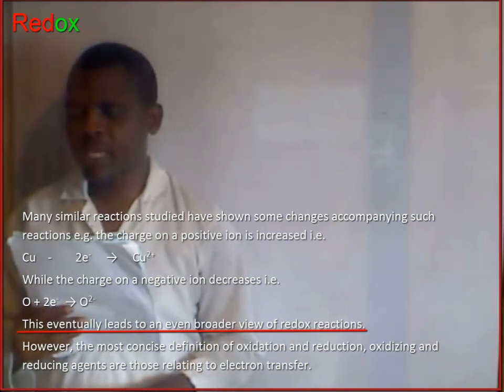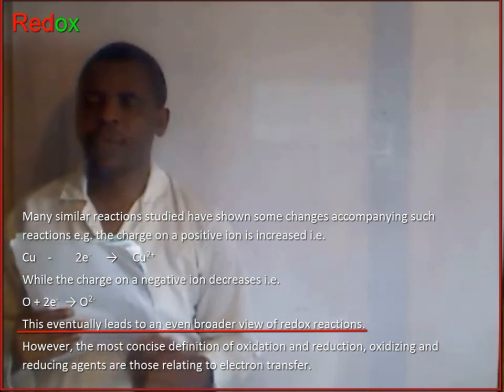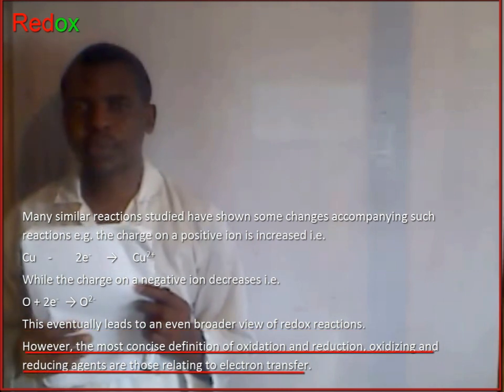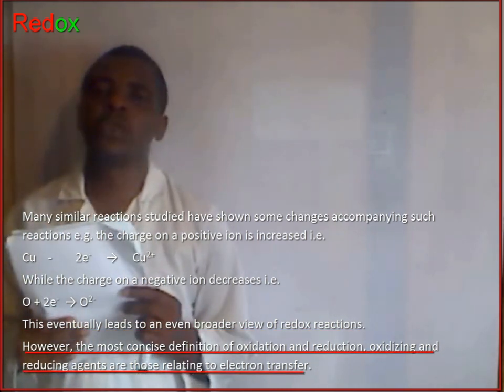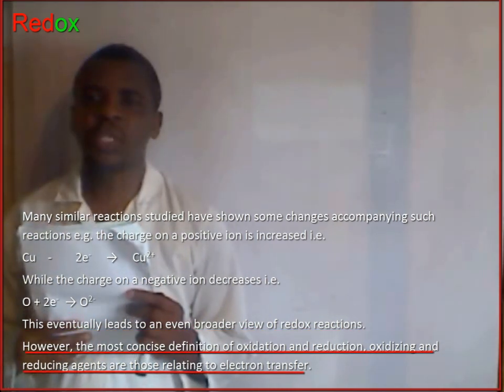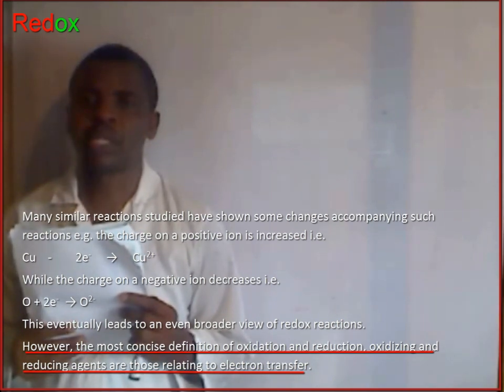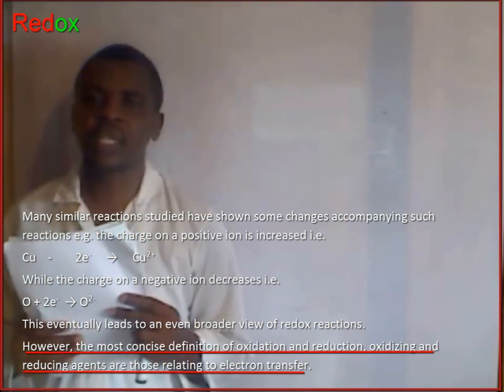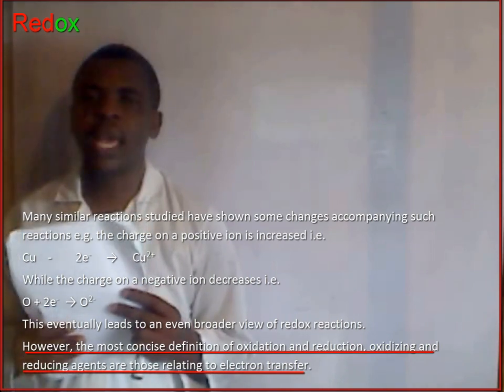This eventually leads to an even broader view of redox reactions. However, the most concise definitions of oxidation and reduction, oxidizing and reducing agents, are those relating to electron transfer.